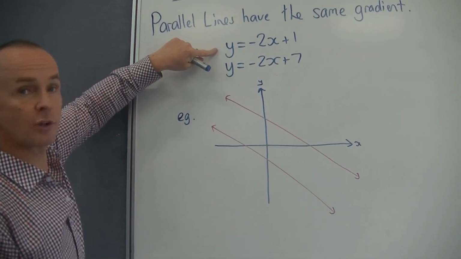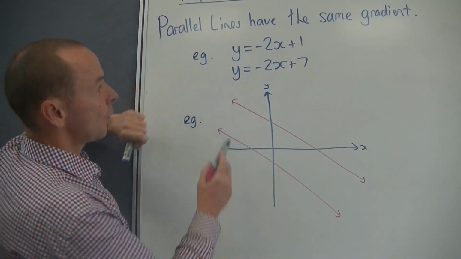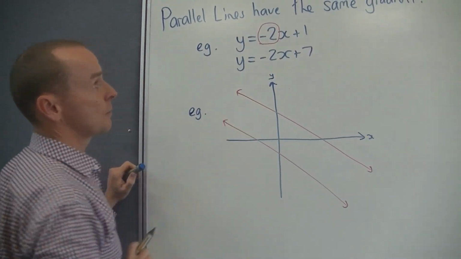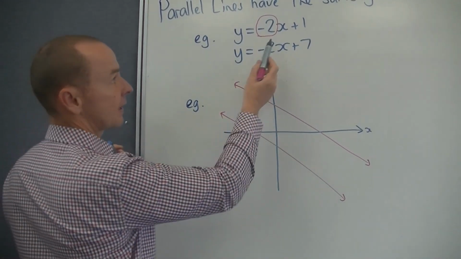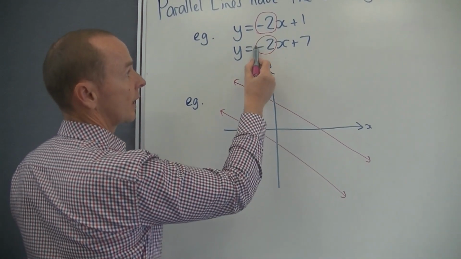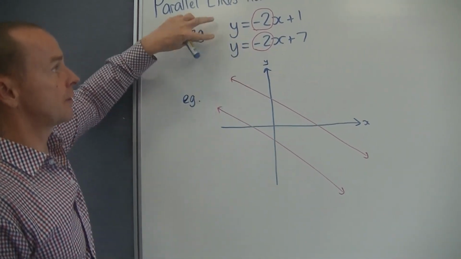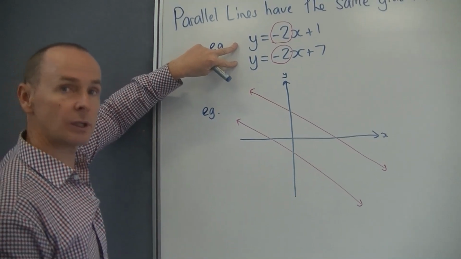Same thing here, look at these equations. Remember, y equals mx plus c. So hopefully you know that here the gradient is minus 2. It's the number in front of the x. And this one here, the gradient is minus 2. So both of those gradients are the same. Therefore these two equations are parallel lines.